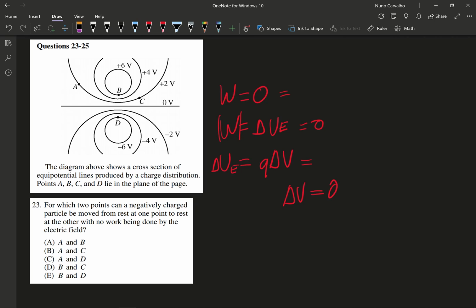So we really just want to see movement along the same equipotential line. It's in the name, equipotential, they have the same potential. And the only one here that matches the description is going to be A and C, which is to say the answer choice B, because we're along the same equipotential line of plus 2 volts.